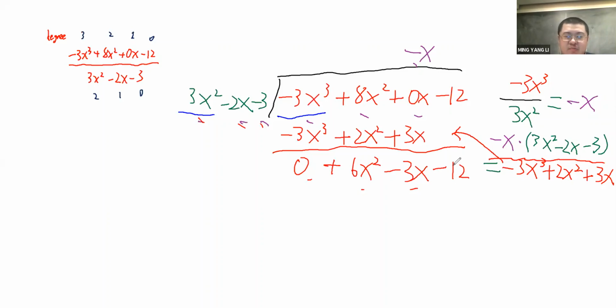So now we have 3 terms at the bottom, and we have 3 terms as a divisor. Great, we can go on to do the same stuff. Basically, what we're going to do is, now the leading term at the bottom line is this 6x squared, and the leading term of the divisor is still 3x squared. So what we can do is, we just do the division. 6x squared divided by 3x squared.